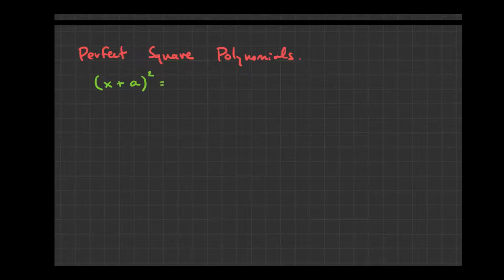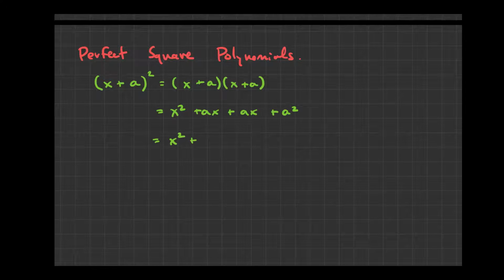I get the following thing. Let's just do it all out. I'll do x plus a times x plus a, which would be x squared plus ax plus ax plus a squared, or in other words, x squared plus 2ax plus a squared. So this is the format of a perfect square.